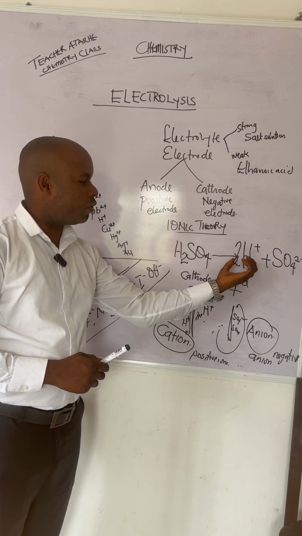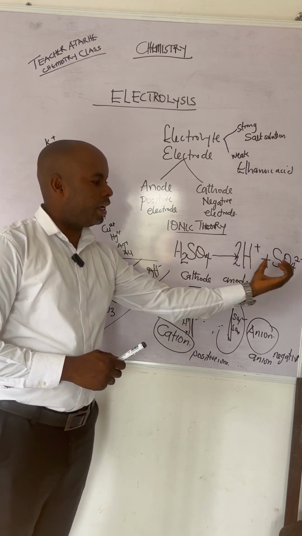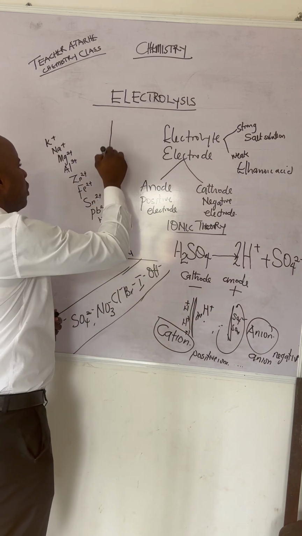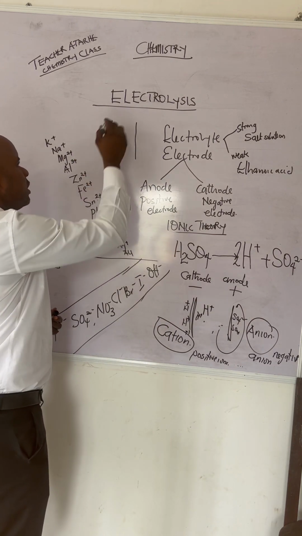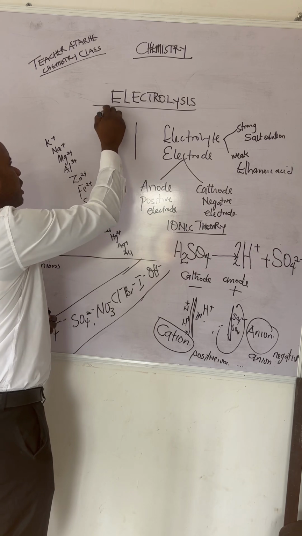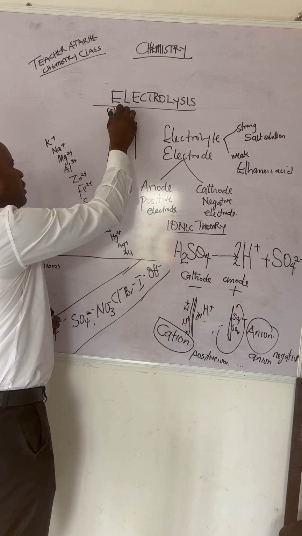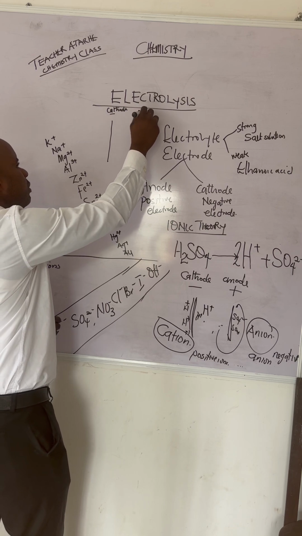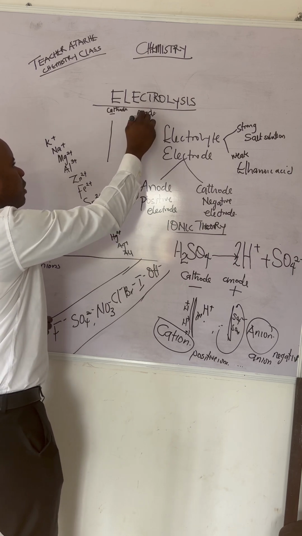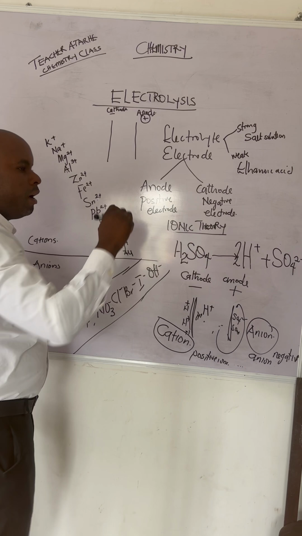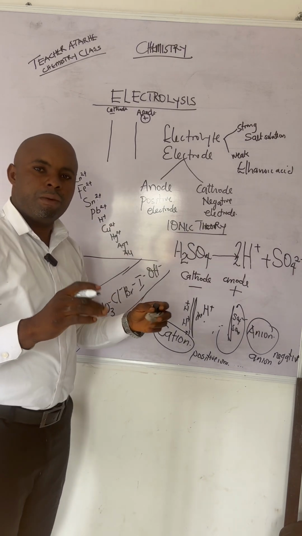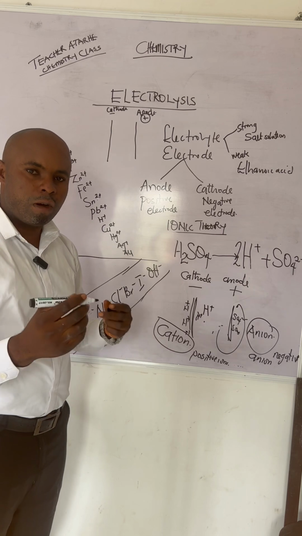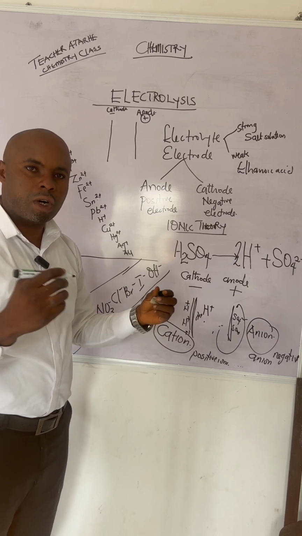They dissociate into ions, a positive one and a negative one. So you just draw out your poles. This is the negative pole, which is the cathode, while the positive pole is the anode. Positive and positive will repel each other. They will not attract each other, but opposite charges attract each other.